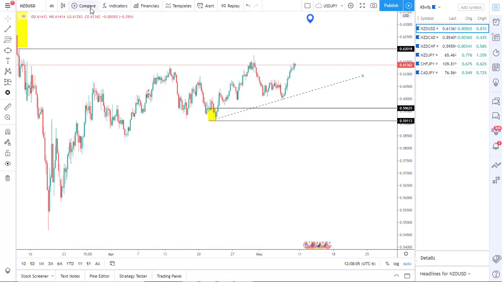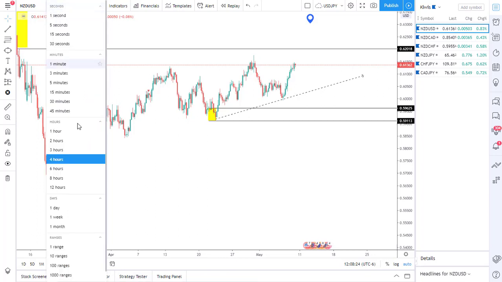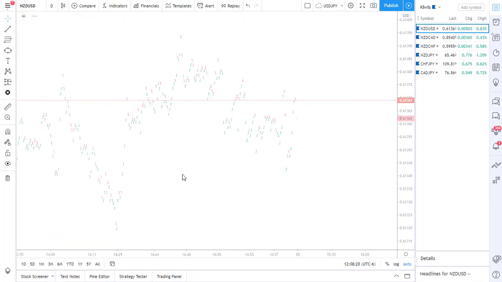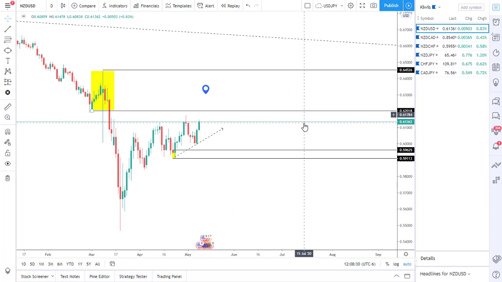Hey, I want to make a separate analysis for NZD pairs and also for Aussie pairs, because both are showing good opportunities for us to get short. So let's go first with the Kiwis. All right, I have three analyses here for the Kiwis. Let's get started with the NZDUSD.